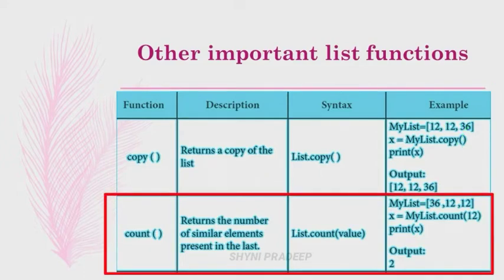Next, see count function. It returns the number of similar elements that are present in the list. Its syntax is list.count(value). See here, one list is given, 12, 12. Here two elements are the same. What are they? 12, 12. When you are giving this count function, 2 will be printed on the output screen, which means this 12 comes 2 times in this list. Okay, so it will be printed on the output screen.